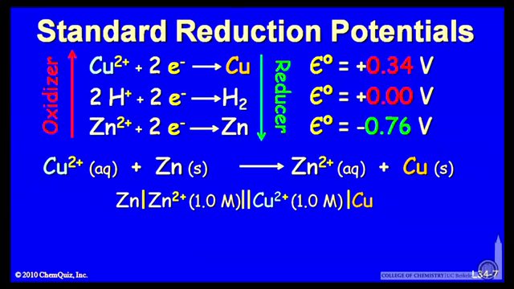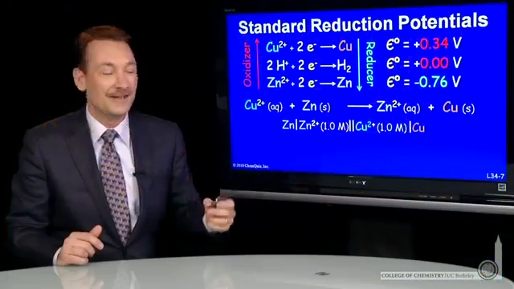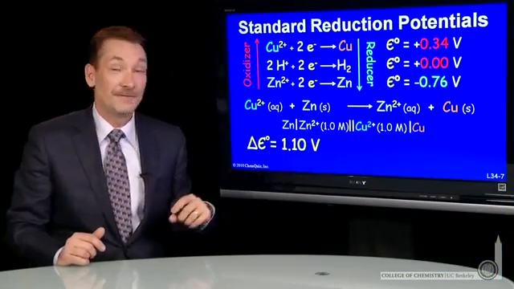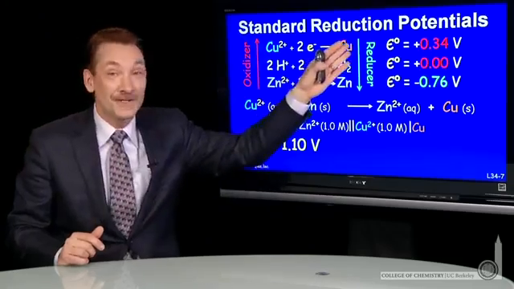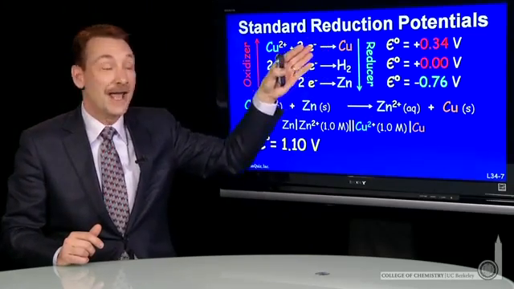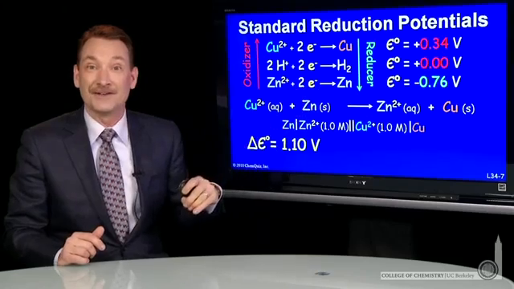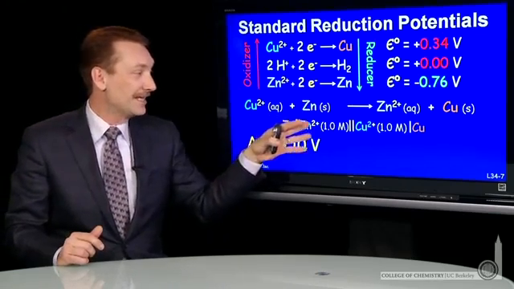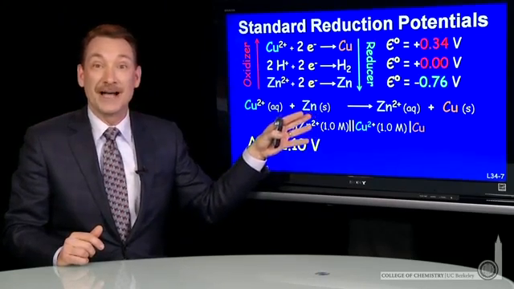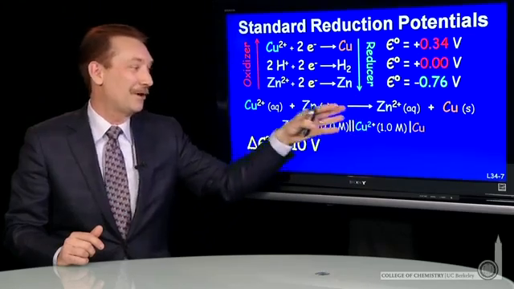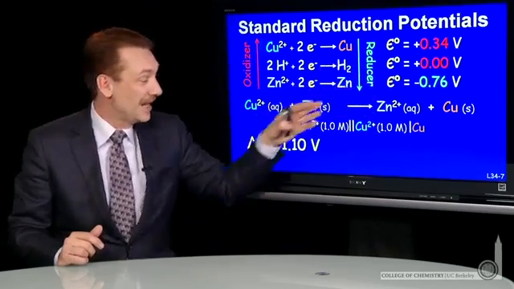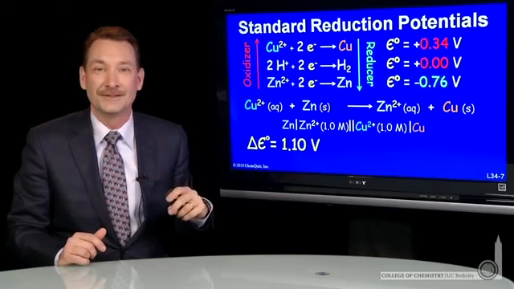Now, I could do that in half cells. I could put the zinc and zinc ions in one half cell and the copper ions and copper metal in another half cell, connect them with a salt bridge and a wire, but this same overall chemical reaction will still occur. The potential, the voltage for that cell will be the difference between the copper ion and zinc ion half cells. So I can take the right half cell minus the left half cell, copper minus zinc, and you can see that would be 1.1 volts.